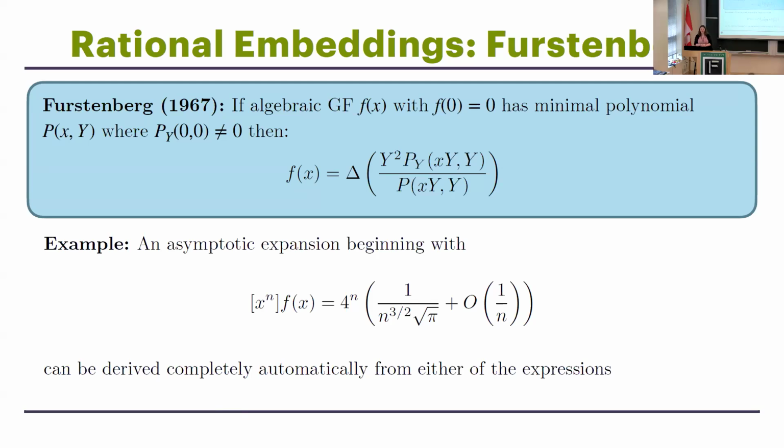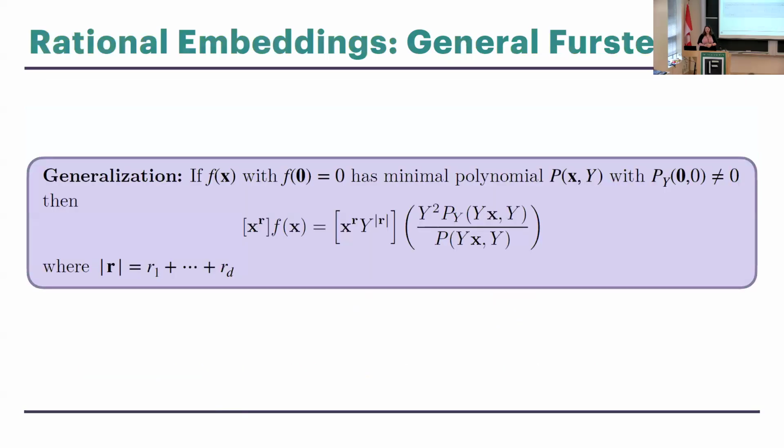All right. So this is great, but you might have noticed I said I was doing stuff for multivariate. This is a univariate formula. So how do we do this with multivariate generating functions? It turns out it generalizes very naturally to basically the exact same formula or theorem.